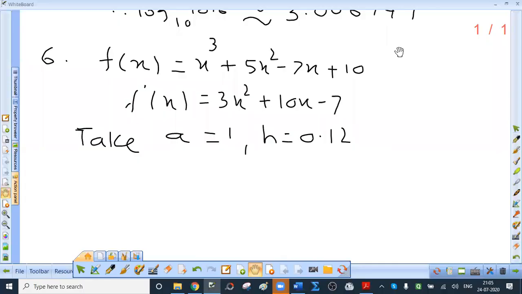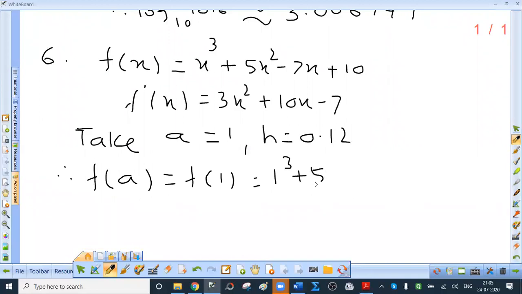Next sum is sum number 6. What is f of x? X cube plus 5x square minus 7x plus 10. What is f dash of x? 3x square plus 10x minus 7. Now we are asked to find value of the function at which point? 1.12. So it is logical to take a as 1 because f of 1 can be obtained easily. So h has to be what? 0.12. So f of a is f of 1. So it is 1 cube plus 5 into 1 square minus 7 into 1 plus 10. So I think it is 9.